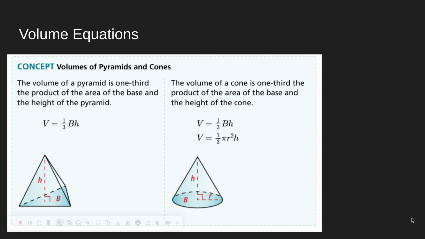There are simple formulas for the volume of a pyramid and cone. The volume of a pyramid is 1/3 B h. Capital B is the area of the base. And remember, the height has to be perpendicular to the base. And then here, a cone is kind of a specific type of pyramid, but we know what shape the base is. The base is a circle, and that's why it's 1/3 times pi r squared times h. Okay?